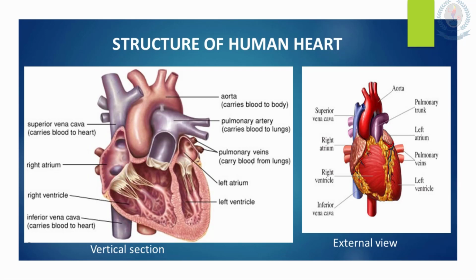Apart from that, the main blood vessels: the aorta, which carries blood to the body, and the pulmonary artery, which carries blood to the lungs. Then the superior vena cava, which carries blood to the heart, and also there is an inferior vena cava. It carries blood to the heart.